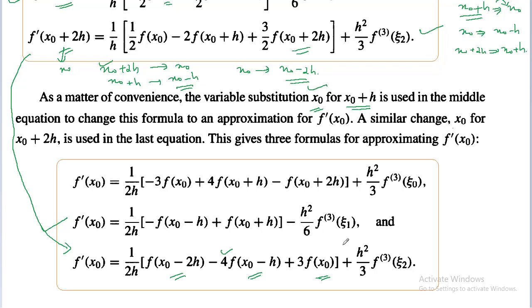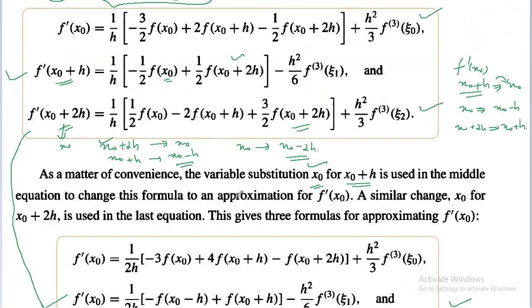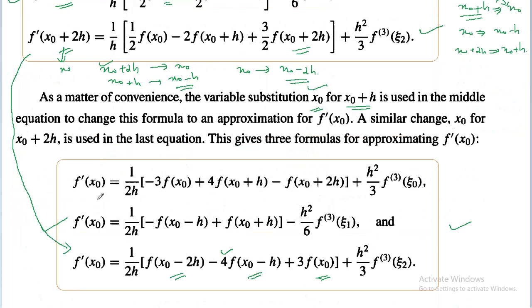So we obtained three formulas we can use to find f dash of x0. In the previous case, one was used to find f dash of x0, another f dash of x0 plus h, and another f dash of x0 plus 2h. But in this case, each of these three formulas finds f dash of x0 itself.